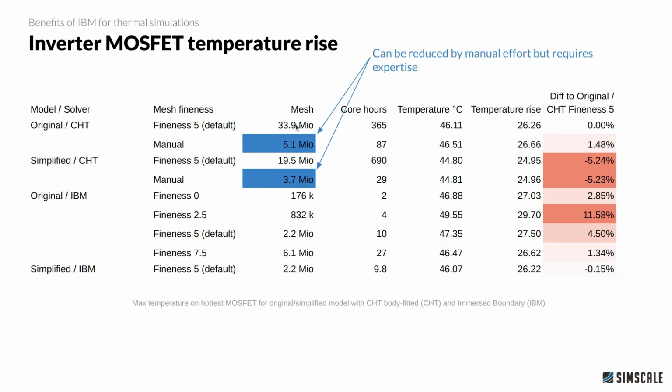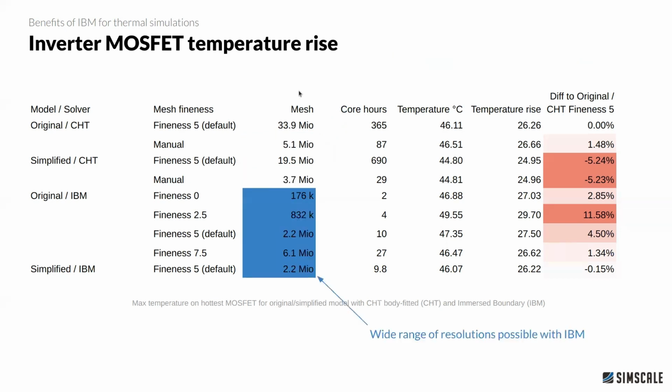We can now do manual effort to get this mesh size down and even run simulations by doing some manual mesh refinements and coarsening where we know it's physically irrelevant, but obviously we need to pay for that with manual effort and time, and it requires some expertise, but we can get the mesh down to a certain level. The great thing is that for IBM, we don't even need to do this, right?